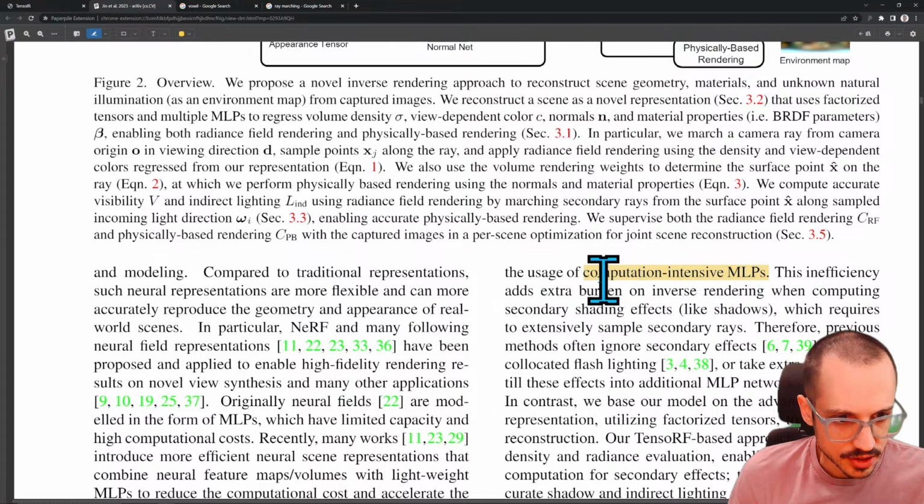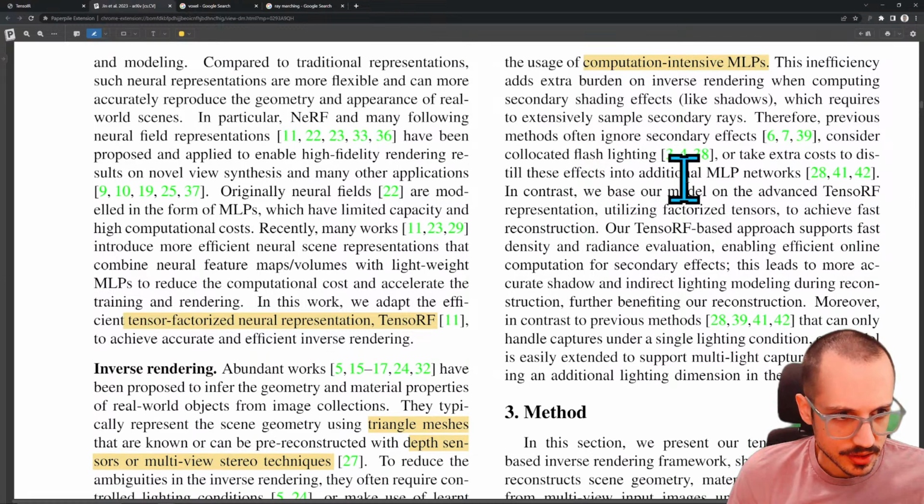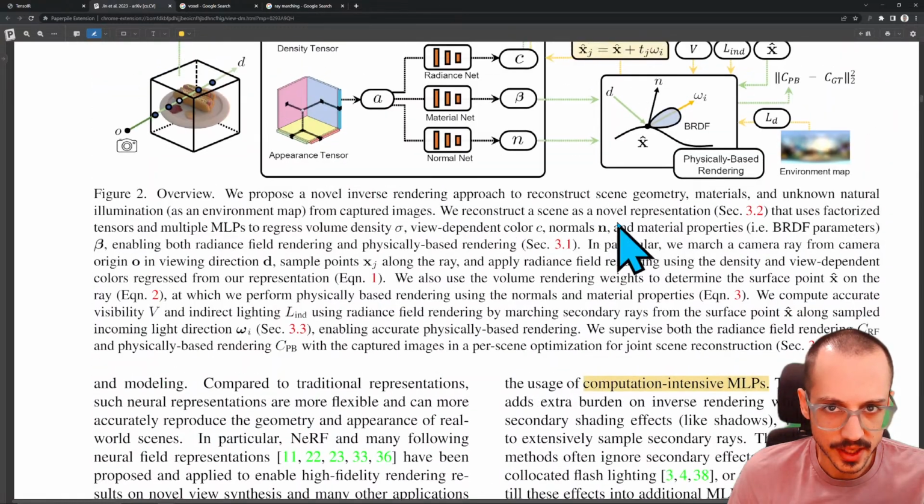This inefficiency adds extra burden on inverse rendering when computing secondary shading effects, which requires extensive sampling of secondary rays. In contrast, we base our model on the advanced tensor representation utilizing factorized tensors to achieve fast reconstruction. Our tensor-based approach supports fast density and radiance evaluation, enabling efficient online computation for secondary effects. Our model is easily extended to support multi-light capture by modeling an additional lighting dimension. Okay.